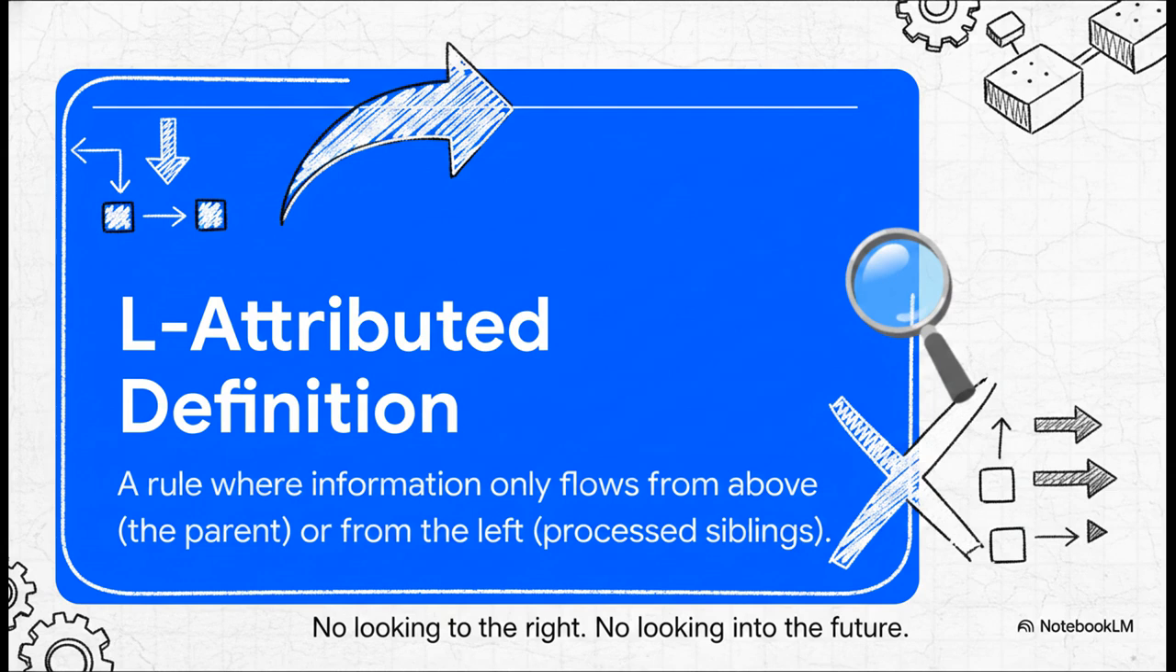When you're trying to figure out the meaning of any part of the tree, you can only use information from 2 places: from its parent, so from above, or from its siblings over to the left, which have already been figured out. No looking to the right, no peeking into the future.